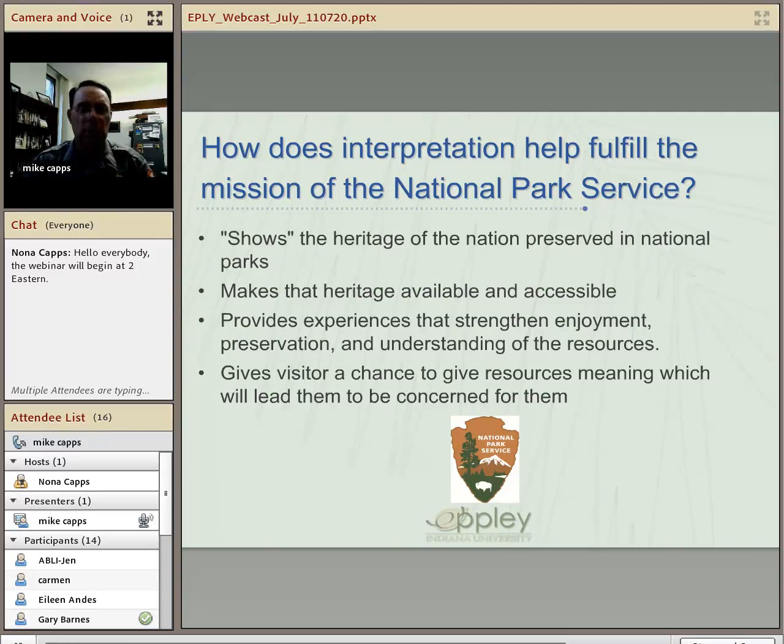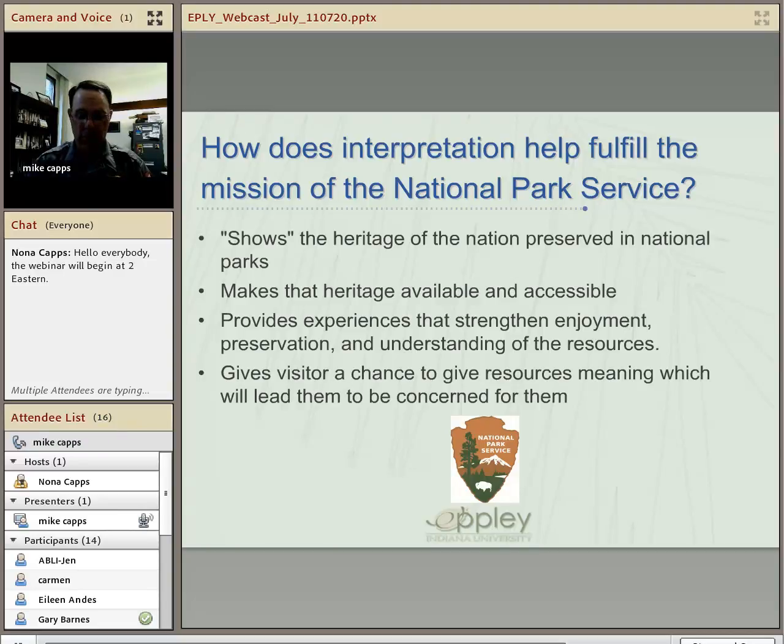Now, interpretation fulfills the mission of the Park Service in several different ways. It shows the heritage of the nation. It helps make that heritage available and more accessible. It provides experiences that strengthen enjoyment, and gives the visitor a chance to give the resources meaning, which will lead them to be concerned for them.